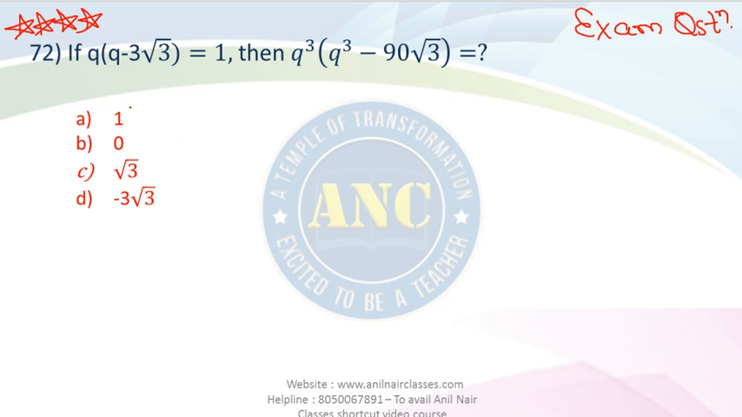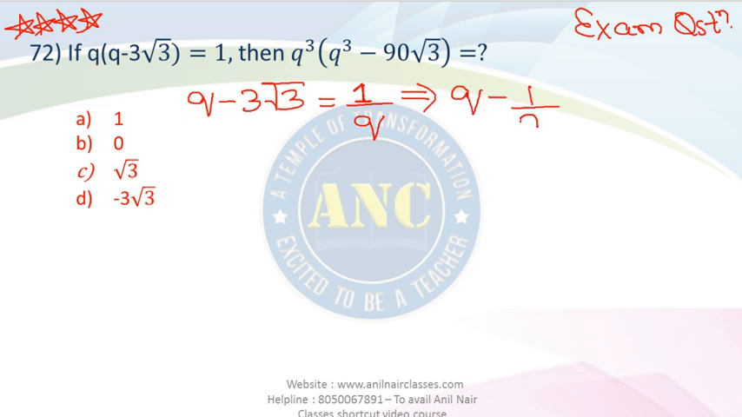Now see here, the question says q into q minus 3 root 3 is equal to 1. Now what I will do is, q minus 3 root 3, I will make this q on the left hand side come to the right hand side. It becomes q on the right hand side, right? Now next thing, this 1 by q on the right hand side, I will shift it to the left hand side. This becomes q minus 1 by q. The 3 root 3 on the left hand side, I will shift it to the right hand side. It becomes 3 root 3.